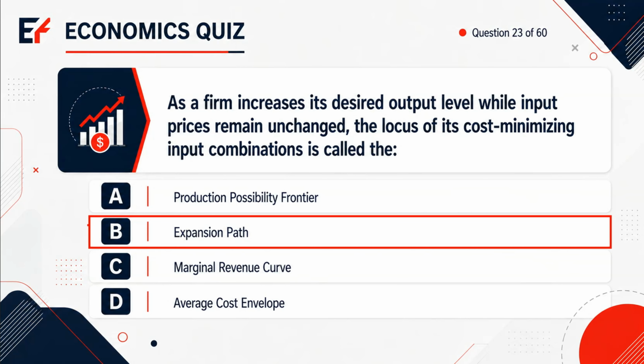Option A is incorrect because a production possibility frontier shows the maximum possible output combinations of different goods. Option C is incorrect because a marginal revenue curve shows how revenue changes when one more unit is sold. Option D is incorrect because an average cost envelope describes cost curves across different production scales.